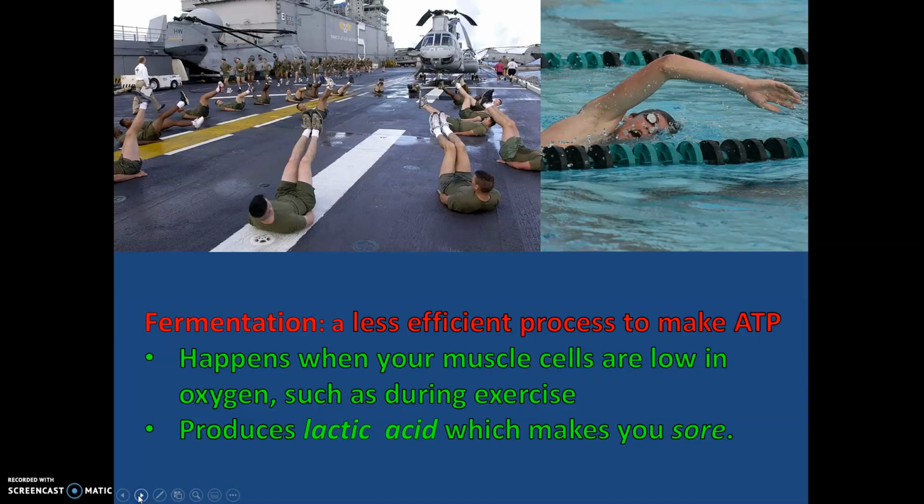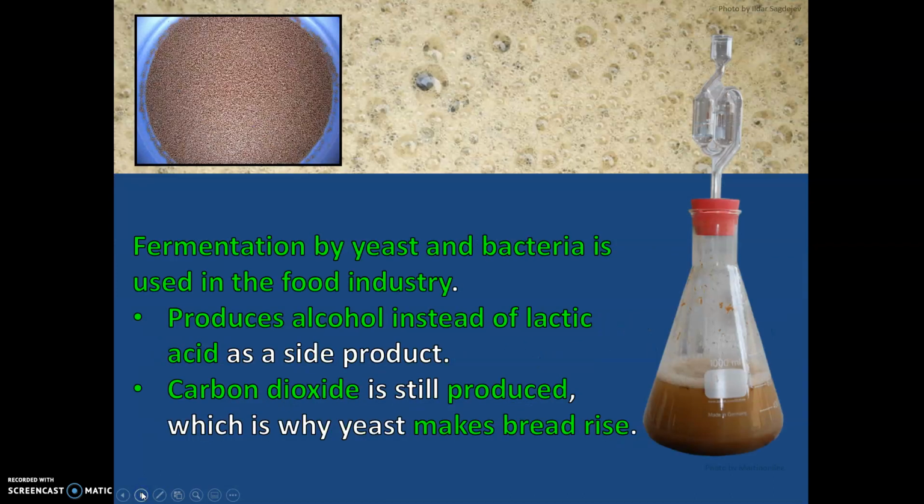So fermentation is a less efficient process to make ATP. It happens when your muscle cells are low in oxygen, such as during exercise. And during this process of fermentation, you will produce lactic acid, and that's the stuff that makes you feel sore. Fermentation can also happen with yeast and bacteria, and it's used in the food industry. It produces alcohol instead of lactic acid as a side product. Carbon dioxide is still produced, which is why yeast makes bread rise.